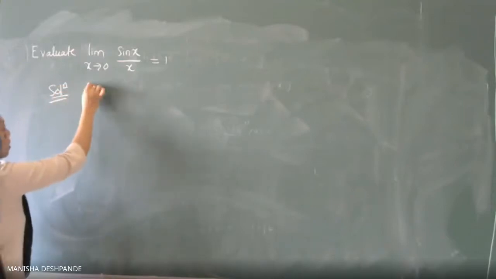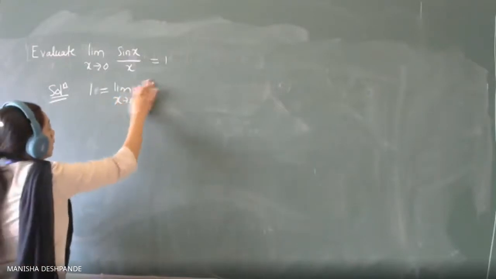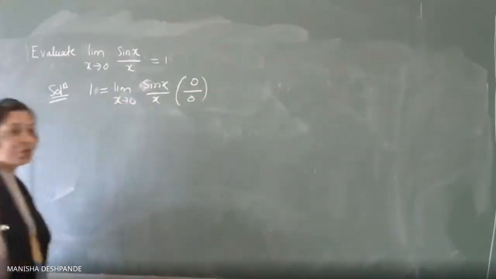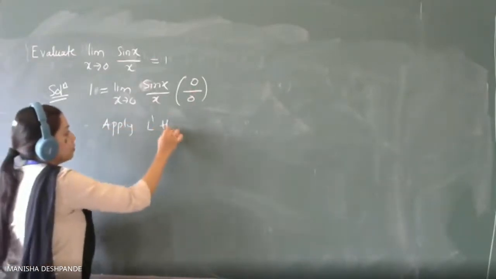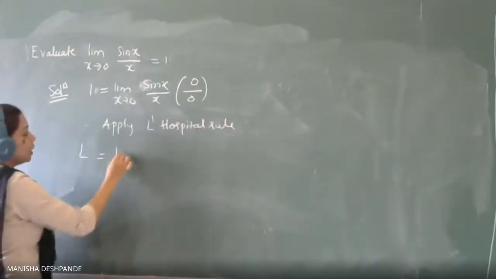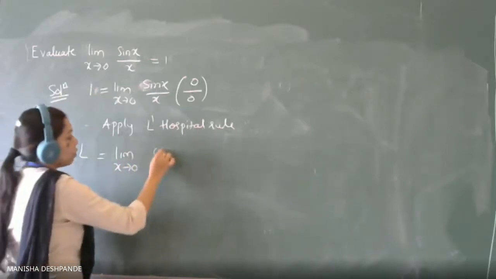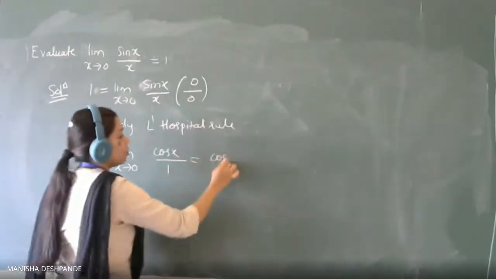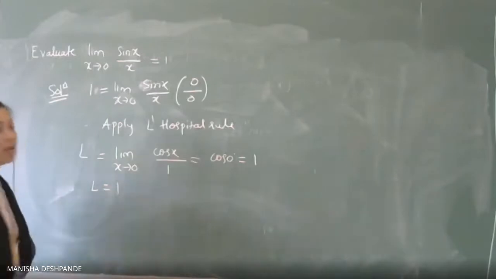This is the limit as x tends to 0 of sin x upon x. Sin 0 is 0 and x is 0, so it is taking 0 by 0 form. Therefore, apply L'Hospital rule. What do you get? L is equal to the limit as x tends to 0, derivative of sin x is cos x and derivative of x is 1. So now put x is equal to 0, cos of 0 upon 1, that is 1. Cos of 0 is 1. So your limit is 1. Is this okay? That's because of L'Hospital rule.